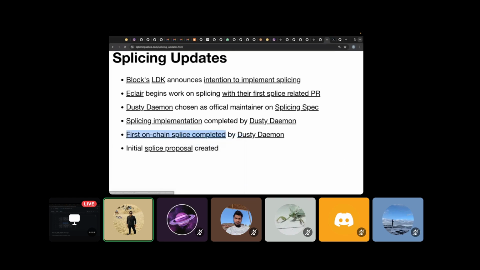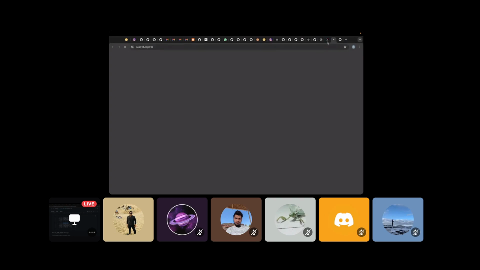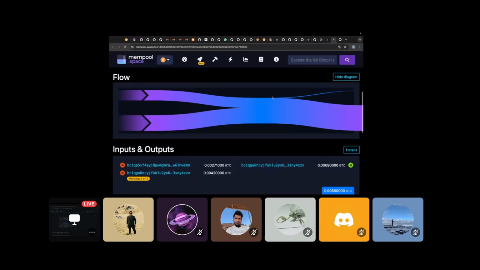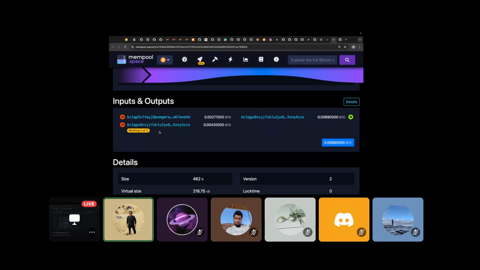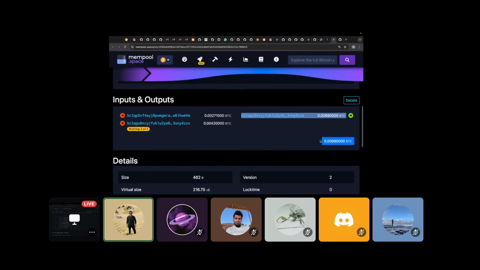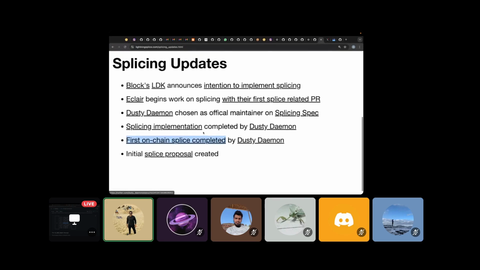So this might be a link to mempool.space, I guess. Oh, it's on Twitter. Right here it is. So as you can see, this is a multisig 2 of 2, which is the funding transaction of the channel that Dusty wanted to splice. This is the additional address that he added as an input, and this one should be, I guess, the new channel address, the channel funding transaction, the initial splice created.